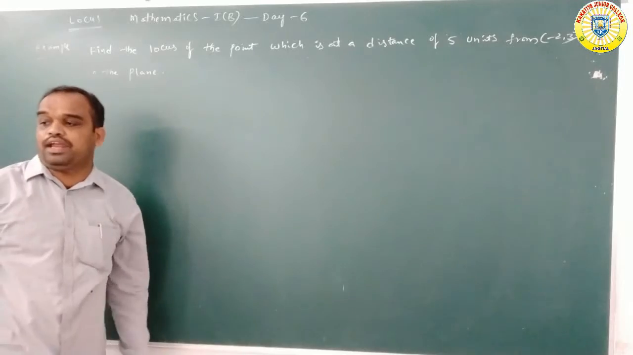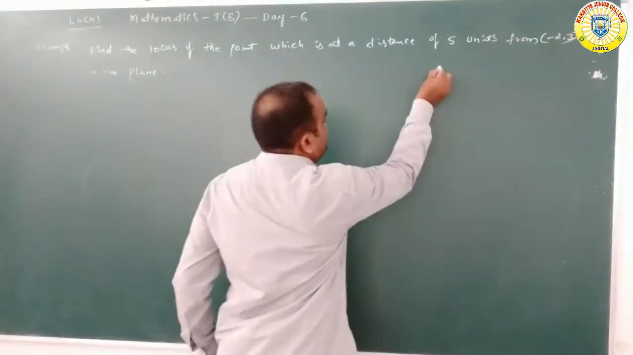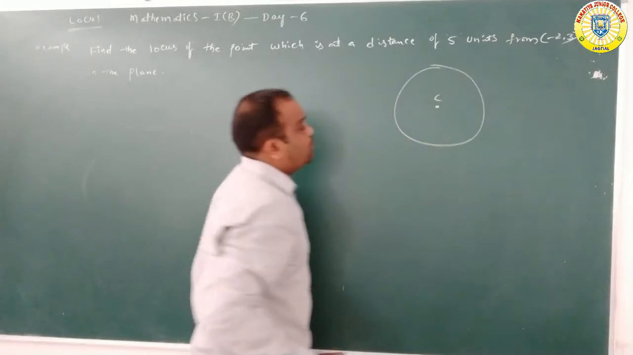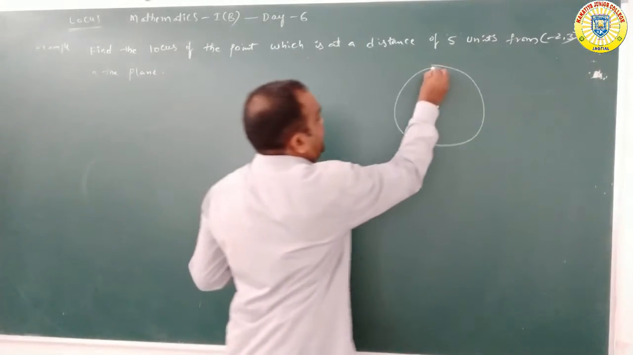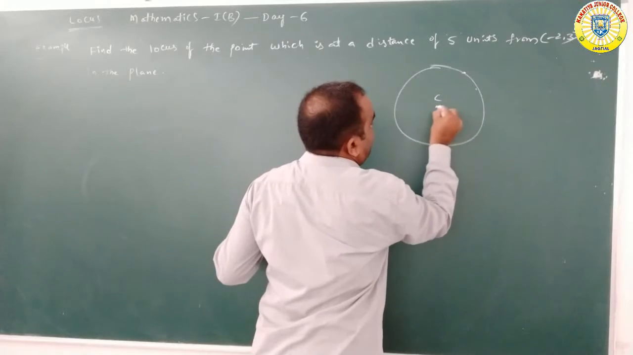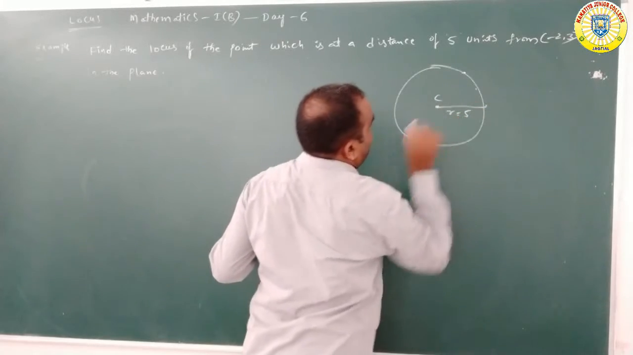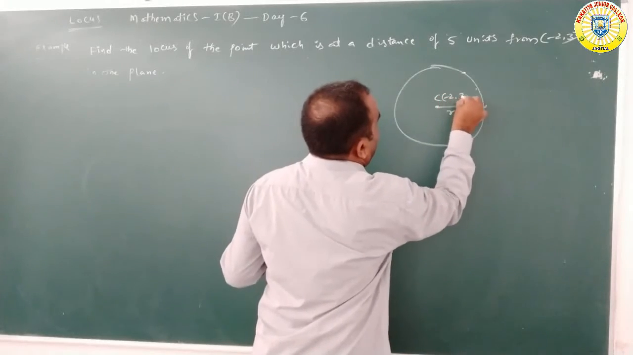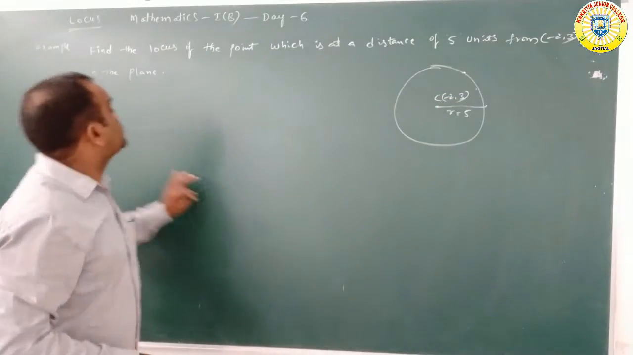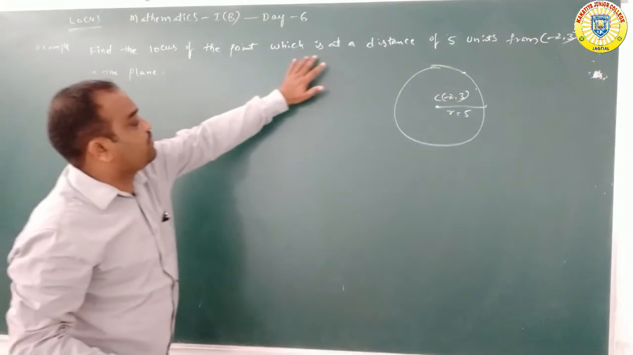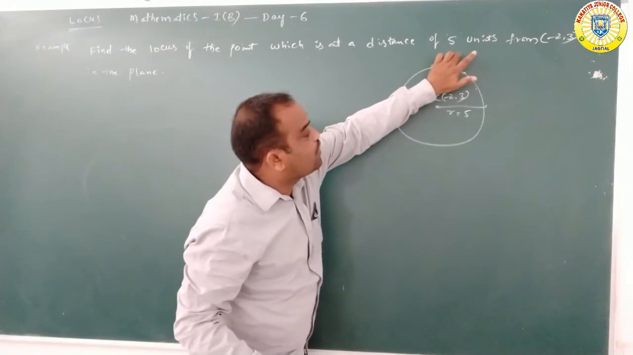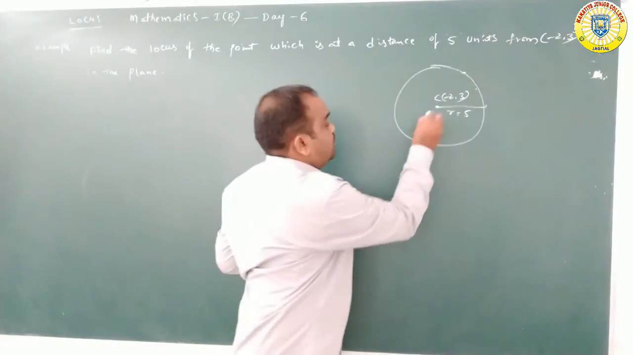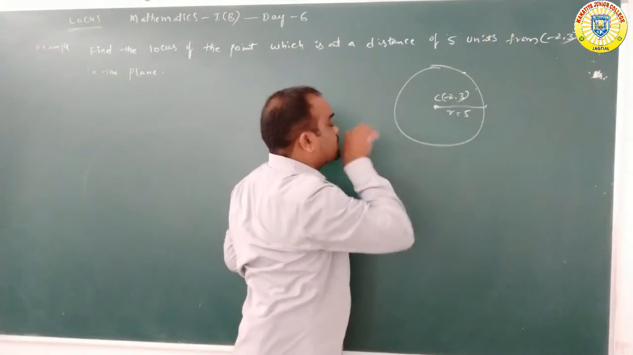-2, 3 in the plane. See here, the circle is our locus. We are taking any point on the circle. The radius is how many units? 5 units. What is the fixed point? (-2, 3). So, find the locus of the point which is at a distance of 5 units from the point (-2, 3). Here the fixed point is (-2, 3).